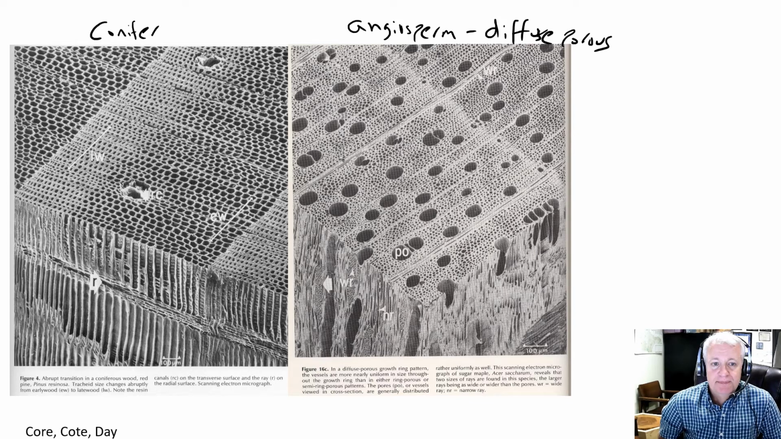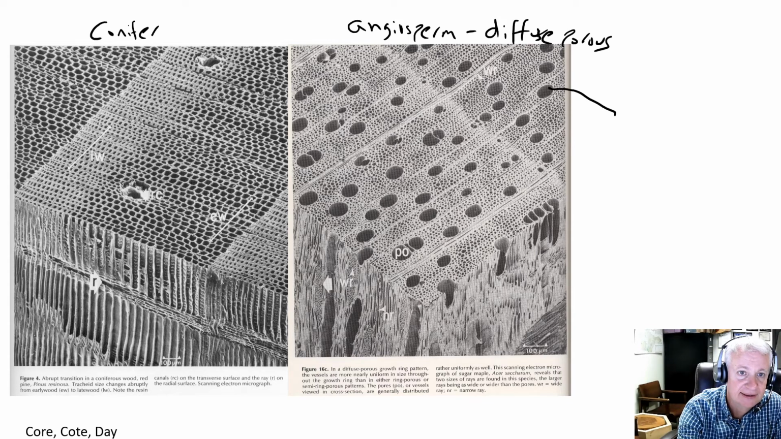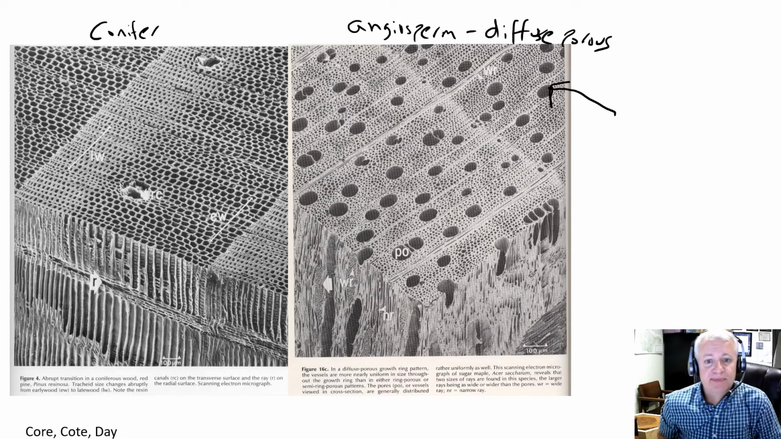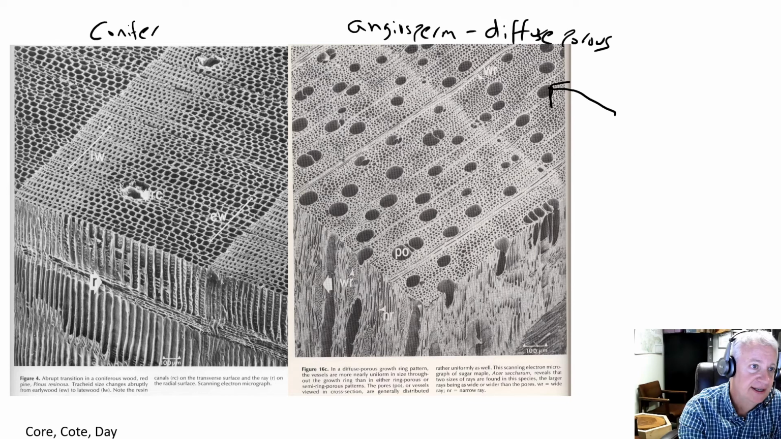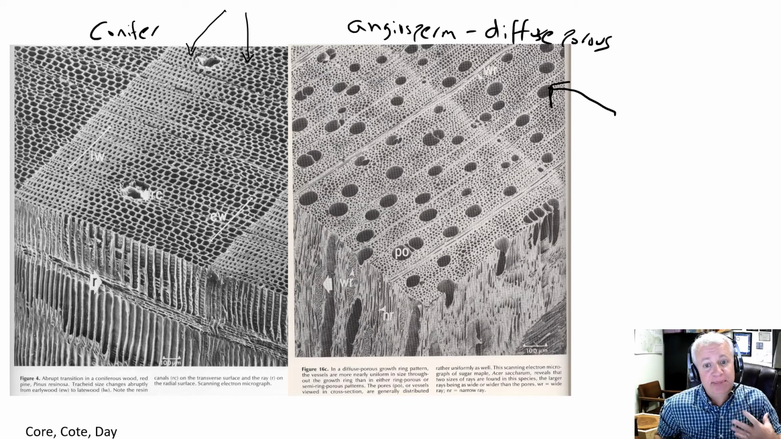And if you look at, for instance, the size of those maple vessel elements versus these conifer tracheids, it's a big difference. And that plays out in what you see there. There are many, many conifer tracheids and many fewer angiosperm vessel elements. That's because those angiosperm vessel elements are larger in diameter.